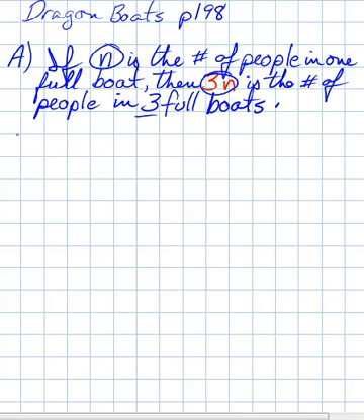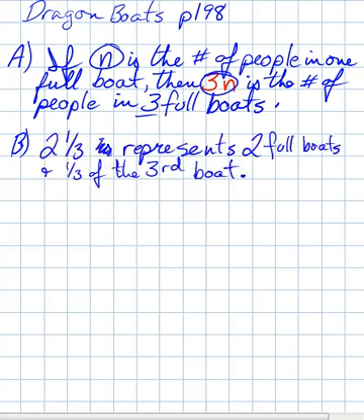Question B says, how does 2 and 1/3 describe the current number of full boats in this race? Well, we have 2 full boats, and the other boat is 1/3 full. So 2 and 1/3 represents 2 full boats and 1/3 of the third boat.